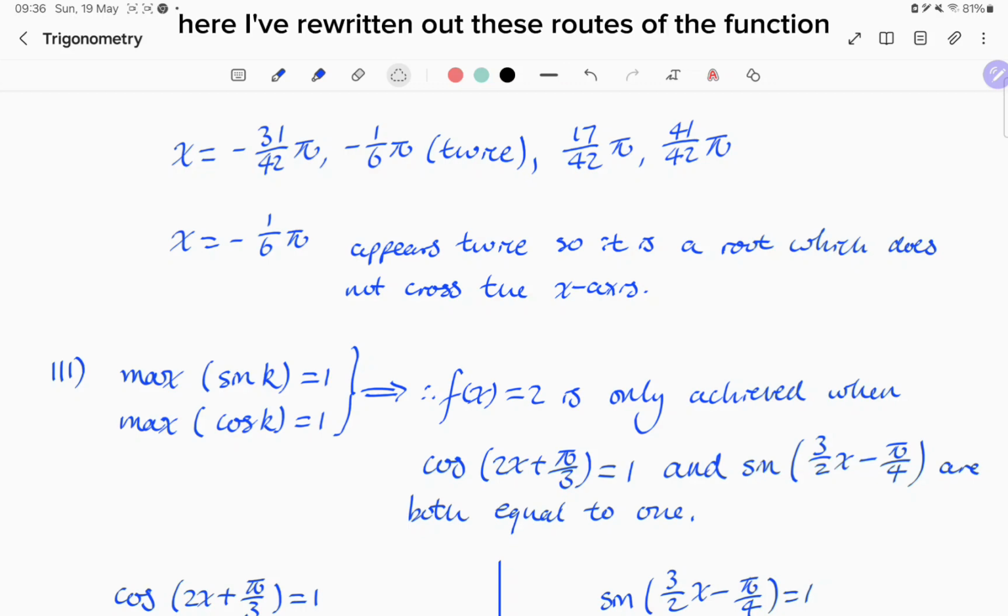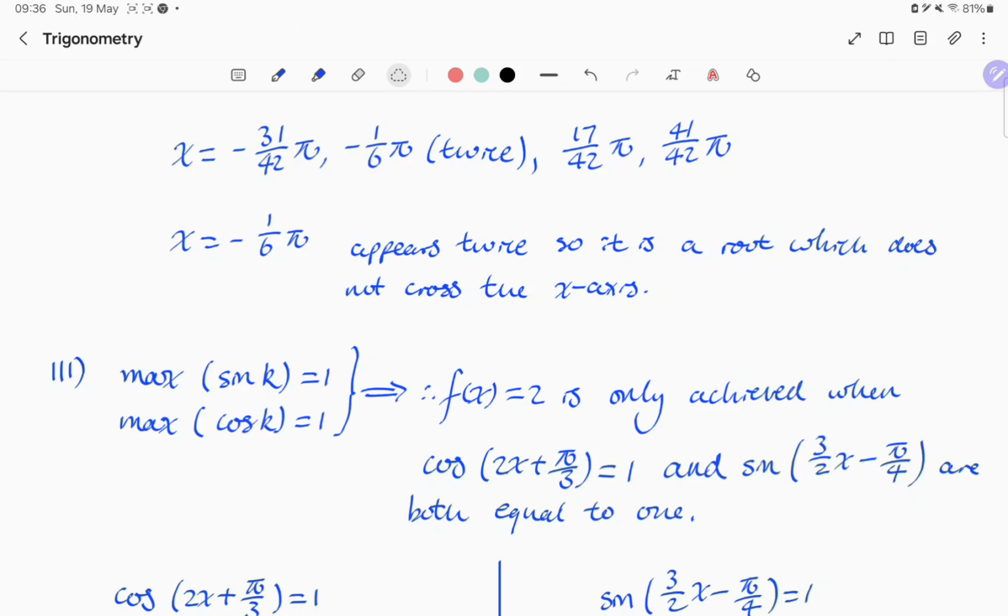Here I've rewritten out these roots of the function. Now, we'll notice that negative 1 over 6 pi appears twice, and that means it's a root which does not cross the x-axis. Now, let's move on to part 3.